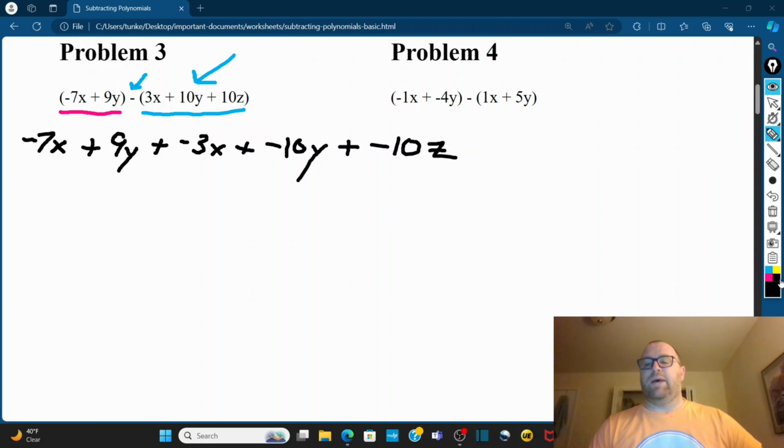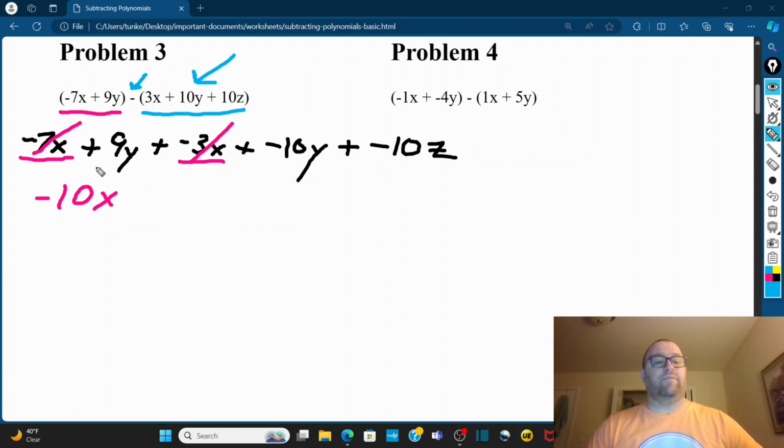Okay, so now we're going to combine our x's. So we have negative 7x plus negative 3x. Both coefficients are negative, so I'm going to add the negative numbers and keep the sign as negative. So that's going to give me a negative 10x. And I'm going to cross off the x's because I've now used them.